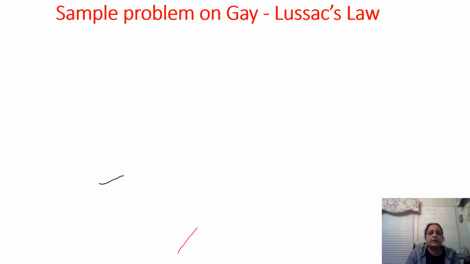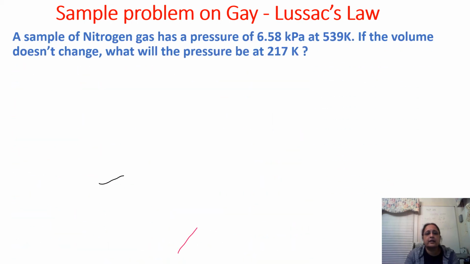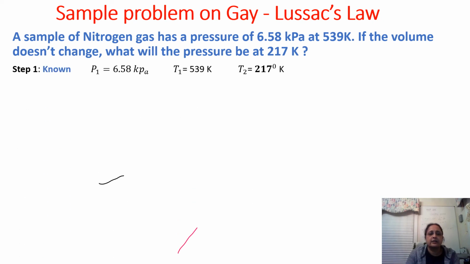Let's do one sample problem on Gay-Lussac's law. A sample of nitrogen gas has a pressure of 6.58 kilopascal at 539 Kelvin. If the volume doesn't change, what will the pressure be at 217 Kelvin? So in this, step 1 is the known data: P1, T1 and T2. T1 and T2 are in Kelvin, and the unknown is P2.